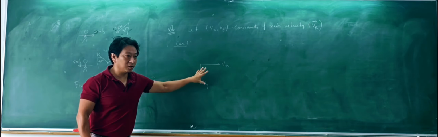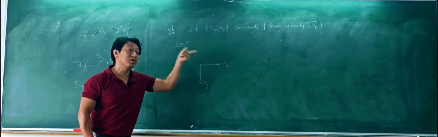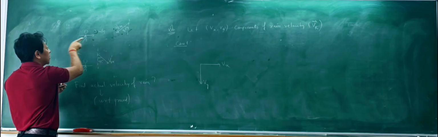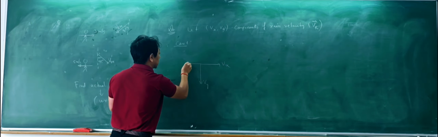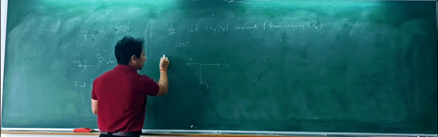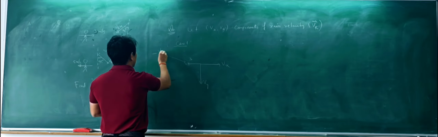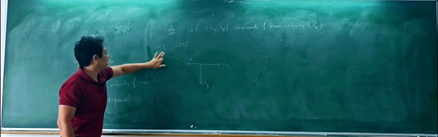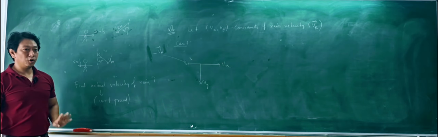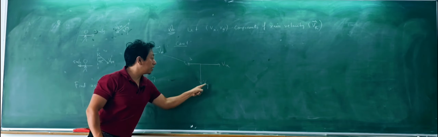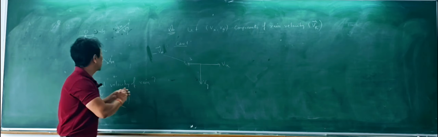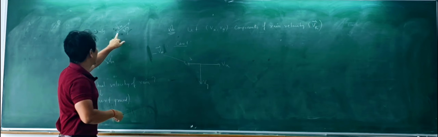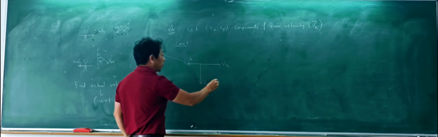So if this is the rain velocity, how will I get the rain velocity with respect to the man? Reverse the man's velocity. So 3 this side, reversed, which is minus of the man's velocity. I hope you understood. This is the rain's velocity. This is the reverse of the man's velocity. Now if you add these two, what will you get? This velocity.